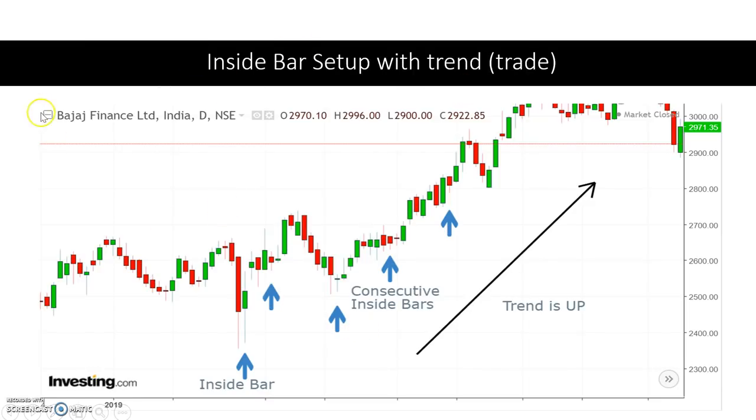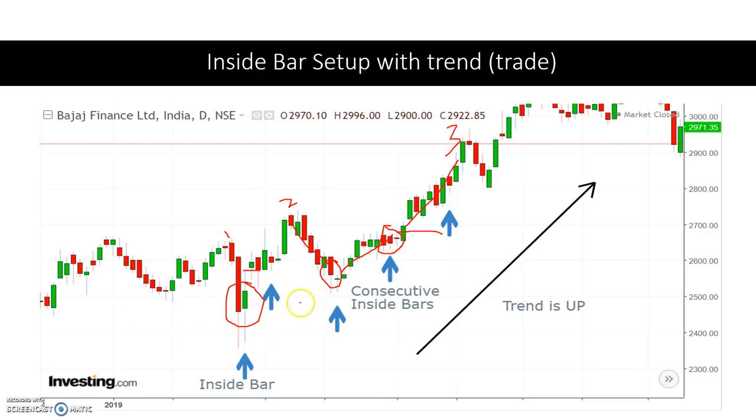For example, Bajaj Finance daily charts. We could see the trend is up, because there is a higher high, higher high, higher high. So higher high formation represents uptrend. In that uptrend, we get to see an inside bar followed by an uptrend, a pullback followed by an inside bar. On the break of it, we resume an uptrend. Now again there is a consolidation. On the break of it, we resume an uptrend, and so on.